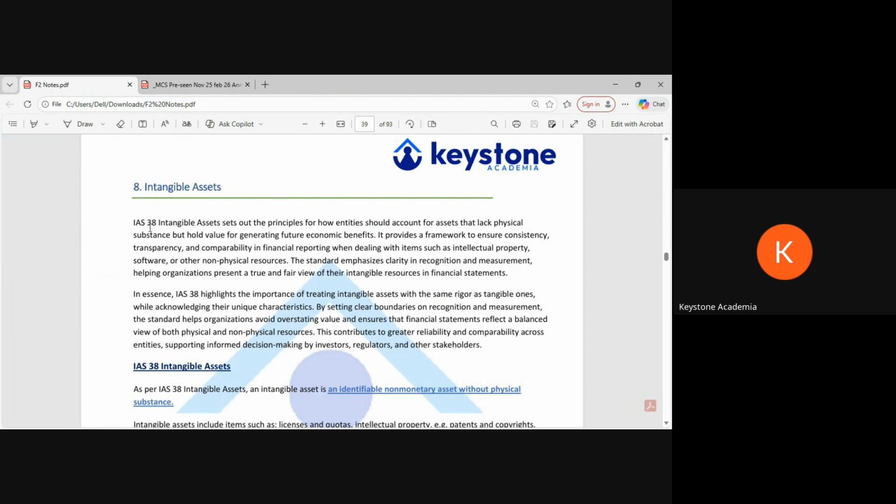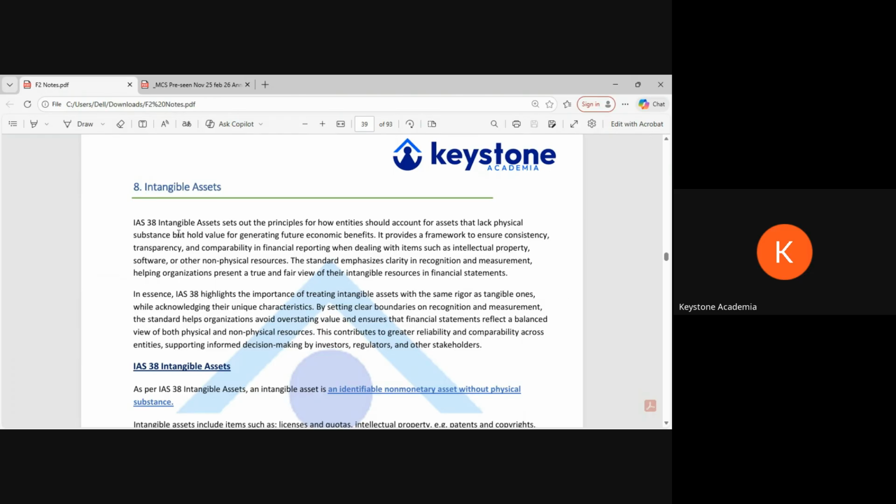Okay. IAS 38, intangible asset. So the number here is 38. The number is good to remember. Sometimes they will say what qualifies as an IAS 38 intangible asset. Sometimes they will just say intangible asset. So if they don't use the number, it's good if we can remember it.